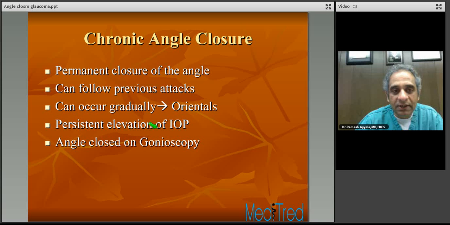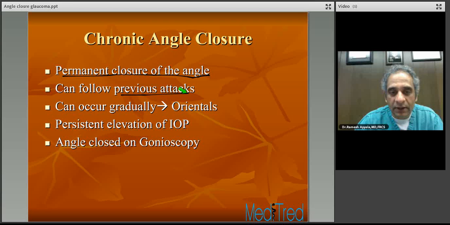The end stage of all of this is chronic angle closure glaucoma, which essentially means there's a permanent closure of the angle structures because of adhesions between the peripheral iris and the angle structures, or peripheral anterior adhesions. It can follow previous attacks, i.e. intermittent angle closures, or it can follow an unresolved attack of acute angle closure glaucoma that can become chronic.